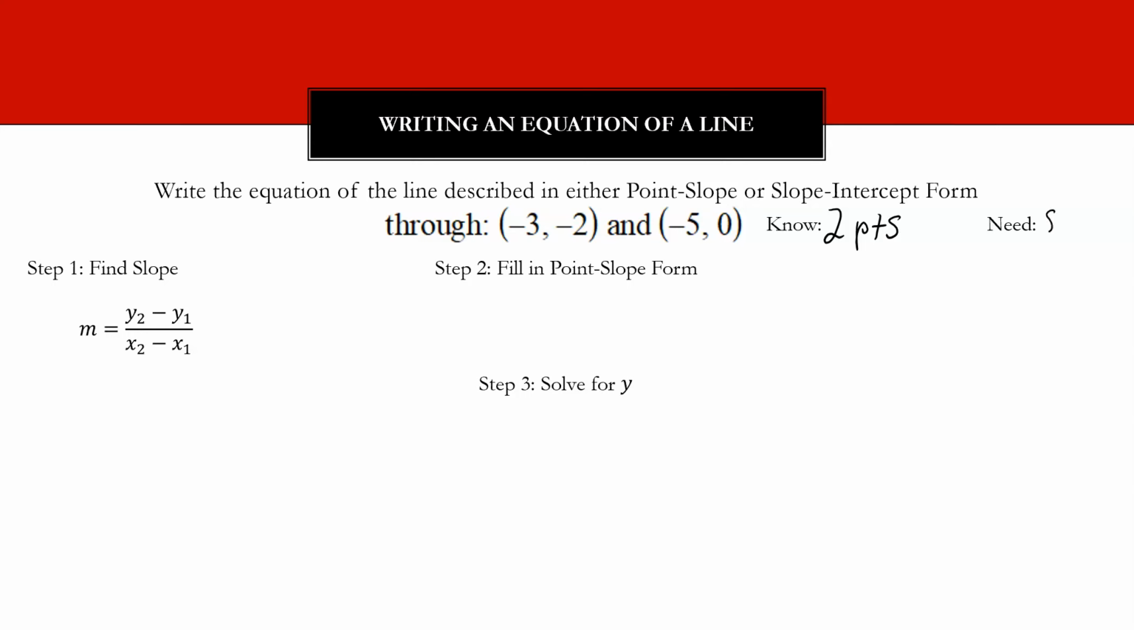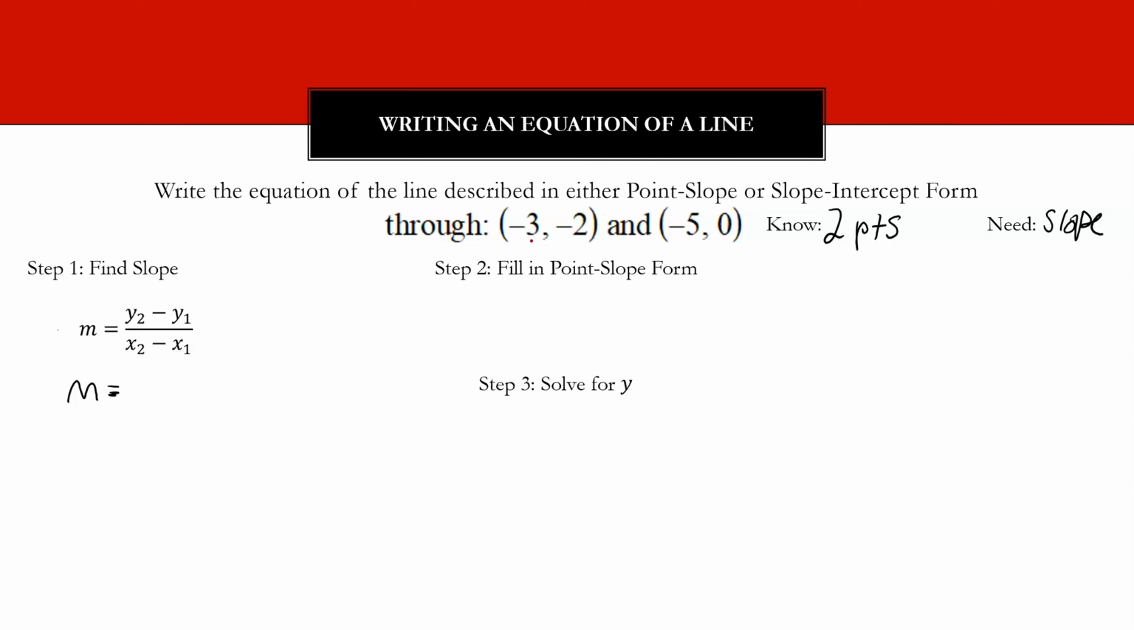We need a slope, and we know that from what we were talking about before, to do point slope, we just need a point. So that's all we need, because we have our point, we need our slope. So going over here on the left-hand side, we see step 1, find slope. So we'll use our slope equation.